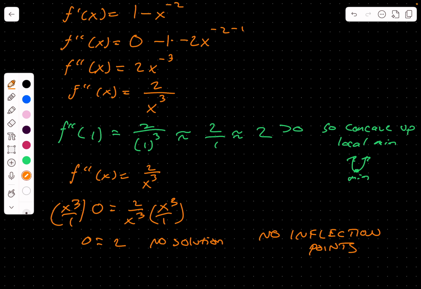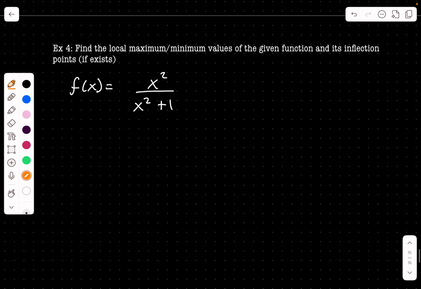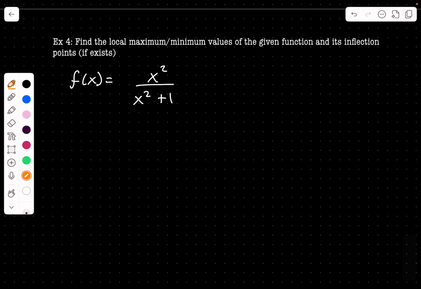Our given function is always concave up. Okay? Now this guy is a headache, a literal headache. Okay, let's jump right into it.